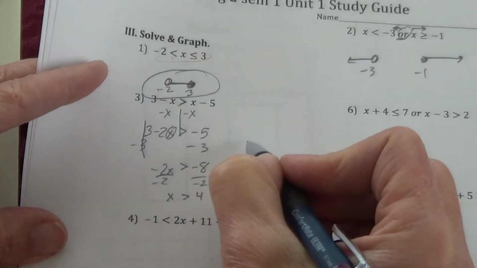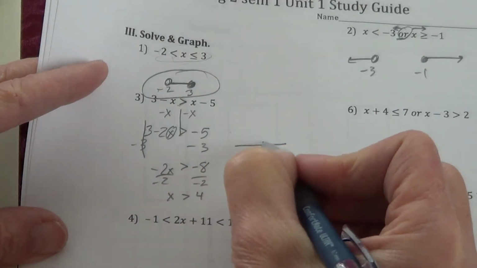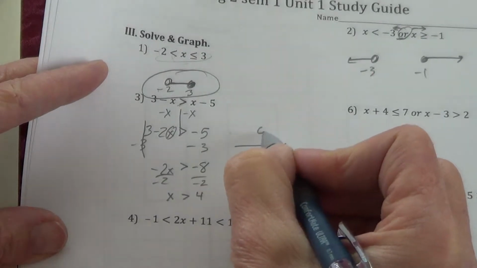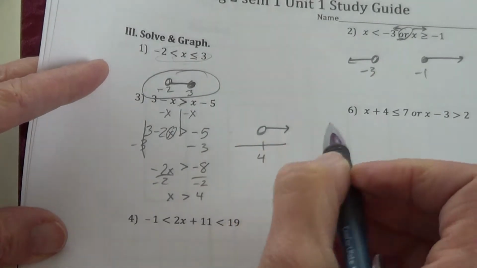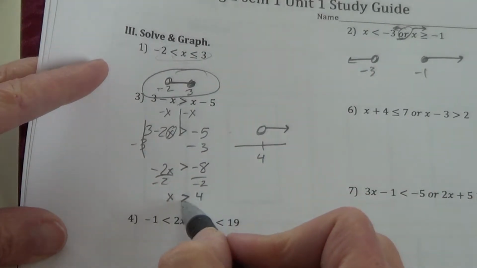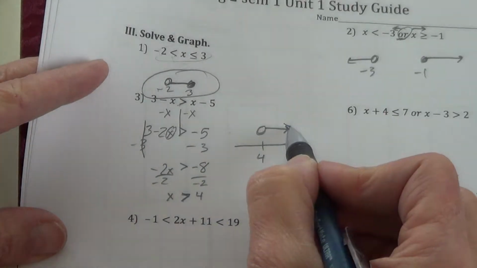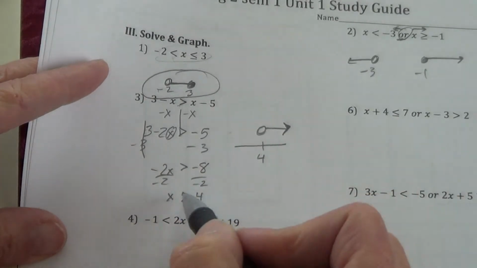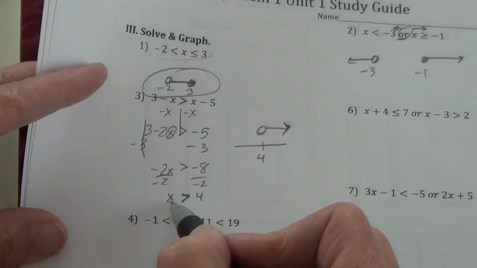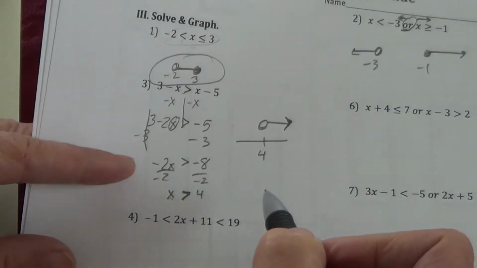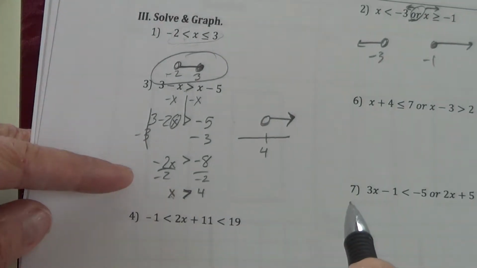To graph that, you'd simply show the number line with 4, the open circle, go in that direction. This and this will match as long as your variable is on the left-hand side. So that's why I always tell you to put them on the left-hand side.